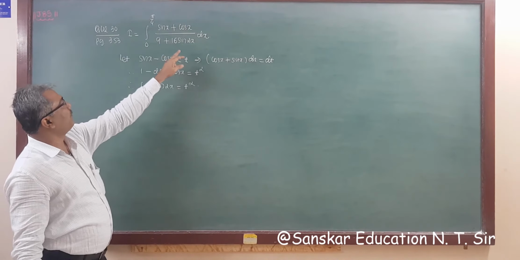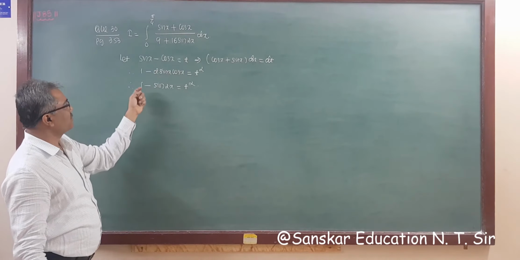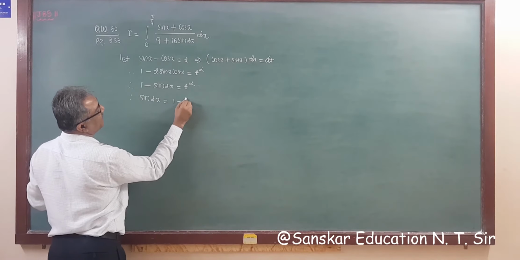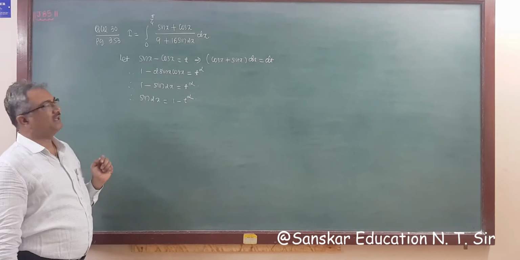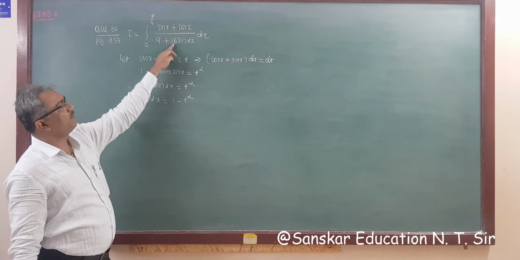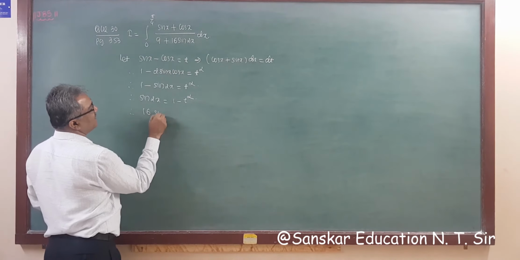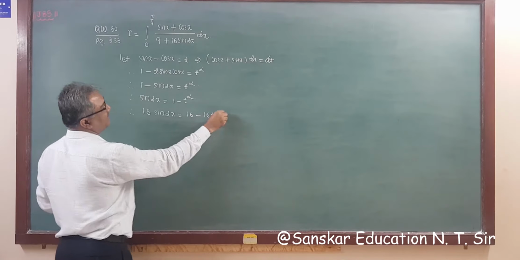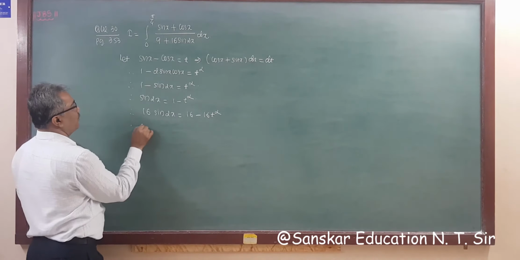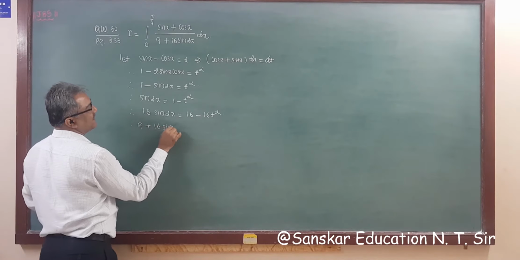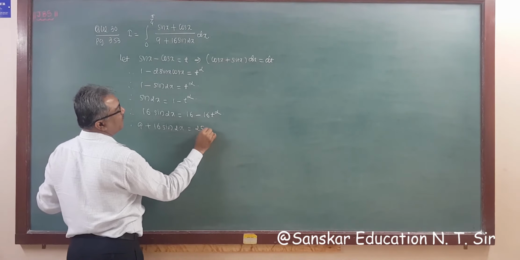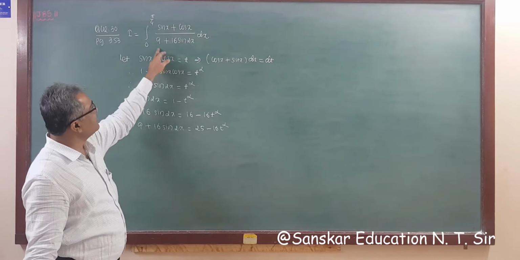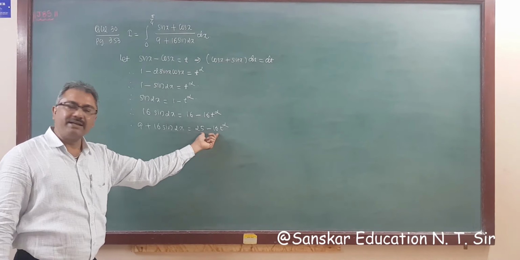Now what do we require? We require 16 sin twice x. So making sin twice x the subject, sin twice x is 1 minus t square. Multiply by 16, we get 16 sin twice x is equal to 16 minus 16 t square, and adding 9, 9 plus 16 sin twice x is equal to 25 minus 16 t square. So your denominator is now 25 minus 16 t square.